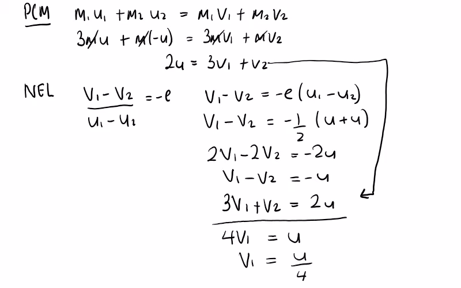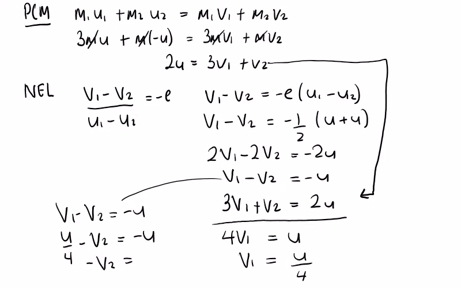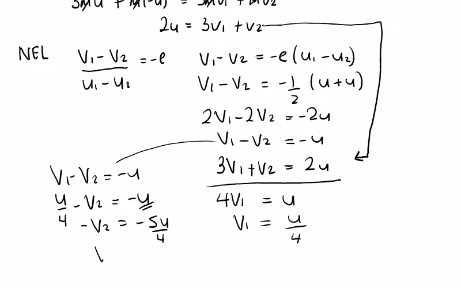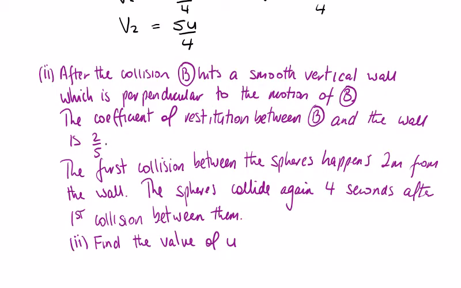Now, what can we simplify this into? It doesn't really matter which one we use. Let's use this one here. v1 minus v2 is equal to minus u. So we have u over 4 minus v2 is equal to minus u. So minus v2 is equal to, well, a whole u, and then we're taking away a quarter, so minus 5u over 4, minus 1 and a quarter. So just change the signs here. v2 is 5u over 4. So that's part 1.